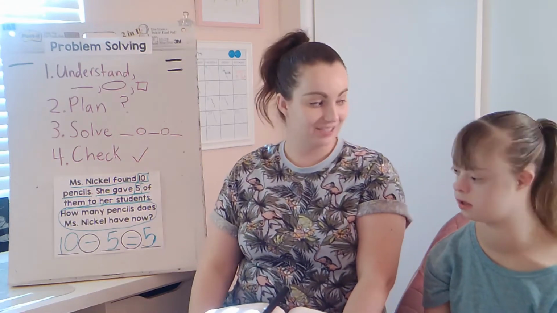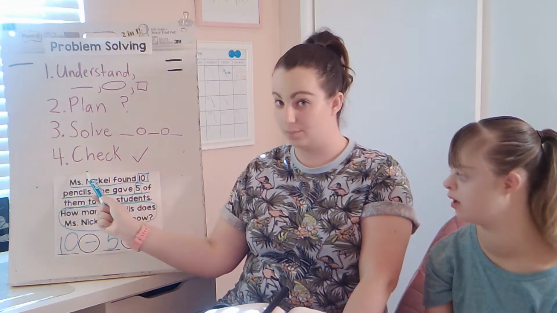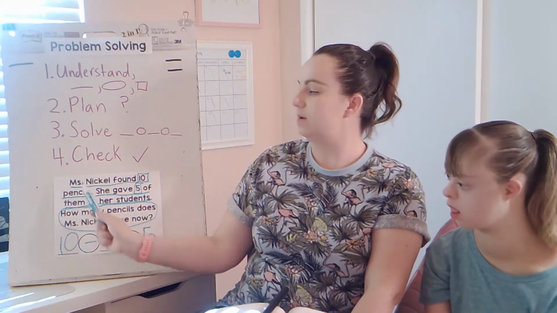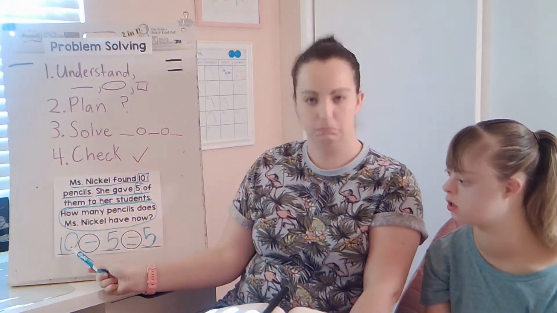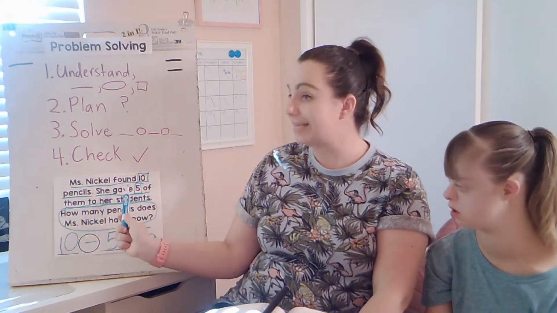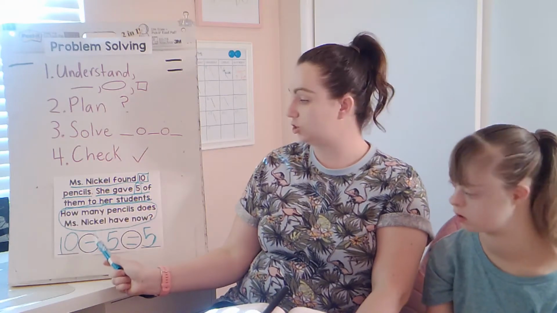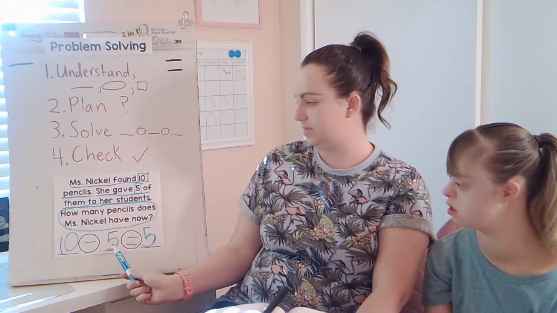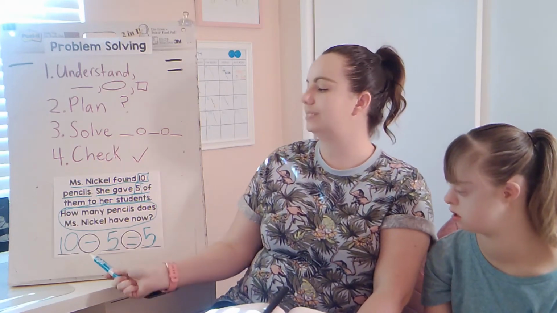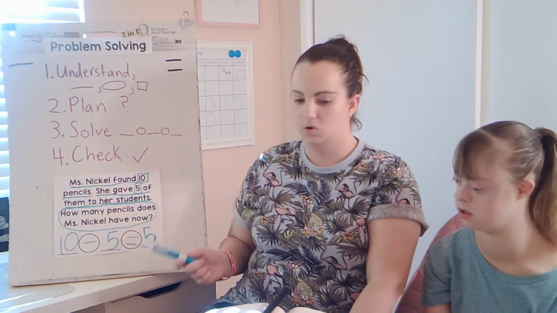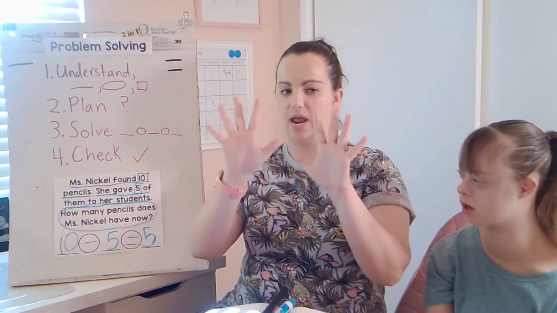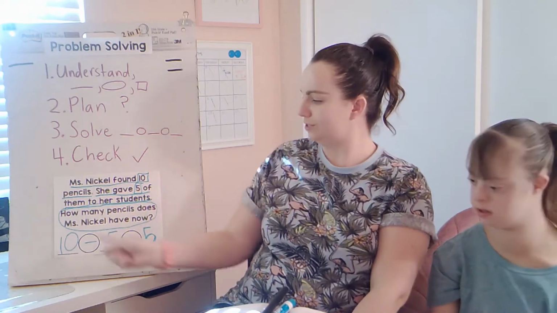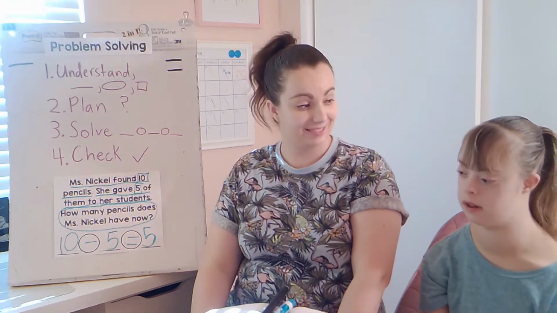The last thing we need to do is check the problem, okay? So let's double check it. Miss Nickel found 10 pencils. Yep, we got that. She gave, shown with subtraction, 5 of them to her students. Yep, she gave 5 of them. How many pencils does Miss Nickel have now? Like I checked with my fingers, 10 take away 5 is 5. So, did we check our problem? Does it make sense? Yeah.